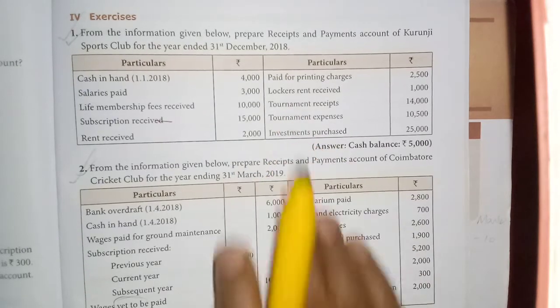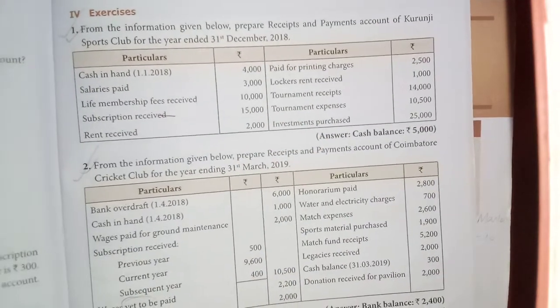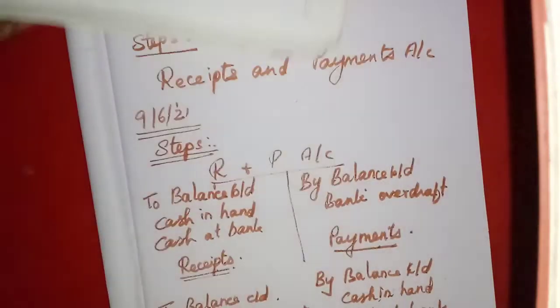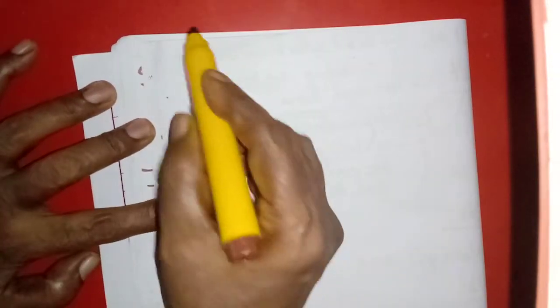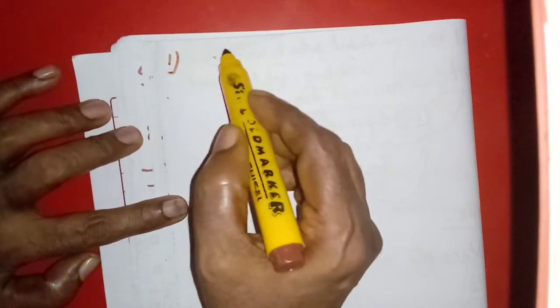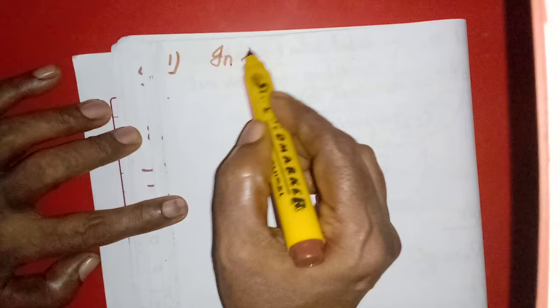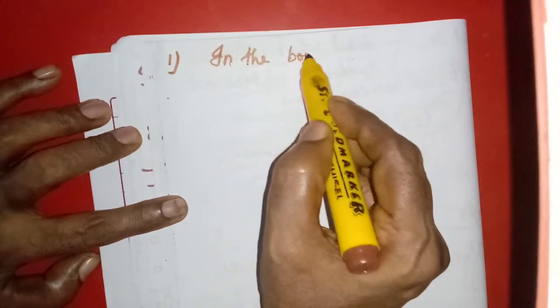Now we will do this. I am using only one page, but when you do, you must use both pages. First, we should write the number. Number 1, heading: in the books of Kurinji Sports Club. We should write it in two lines.